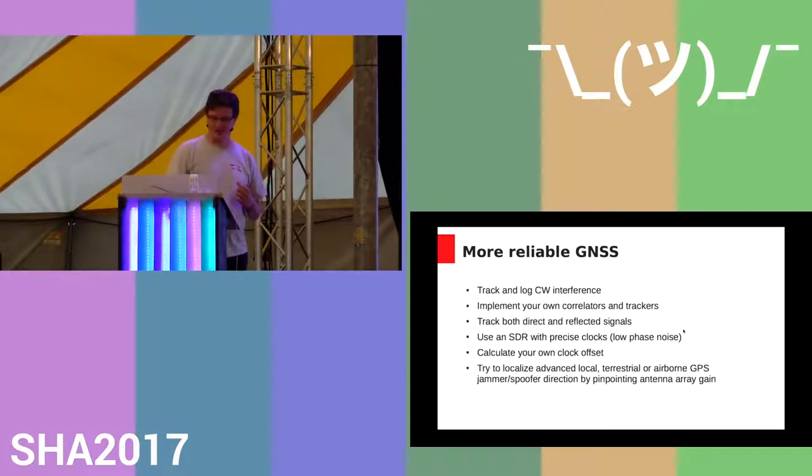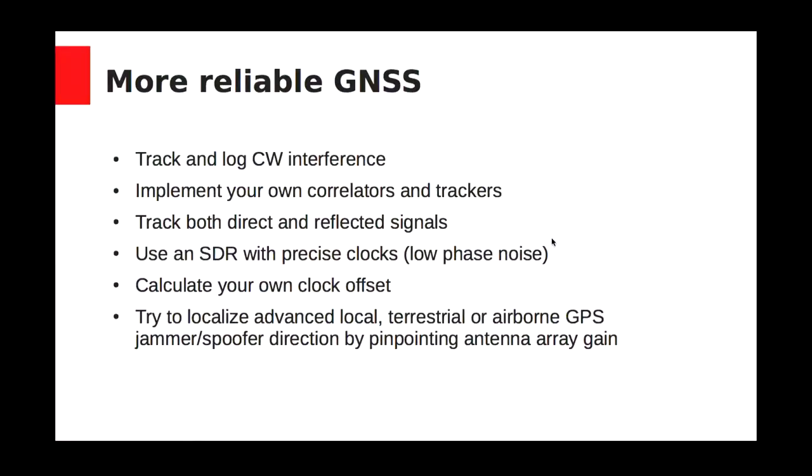The way to actually make a GNSS, or global navigation satellite system, like GPS, Galileo, Beidou, GLONASS, you can track and log CW interference yourself. You can implement your own correlators and trackers. You can, for example, also track direct and reflected signals, because modern receivers can track GPS signals down to minus 160 dBm, minus 161 dBm. So there is quite a lot of range also to track a reflected signal. That's possible these days. You can also use SDRs with more precise clocks. There's lots of open source software available.